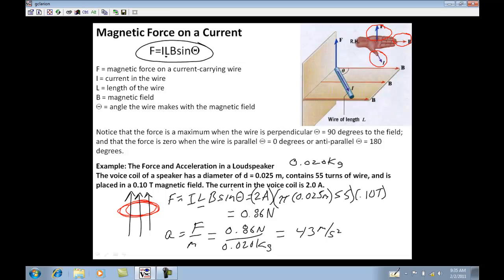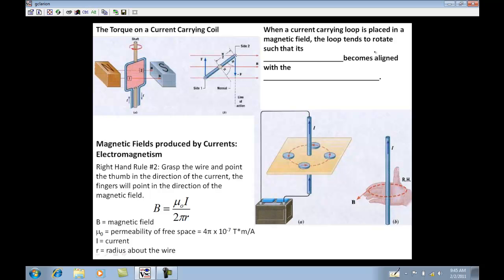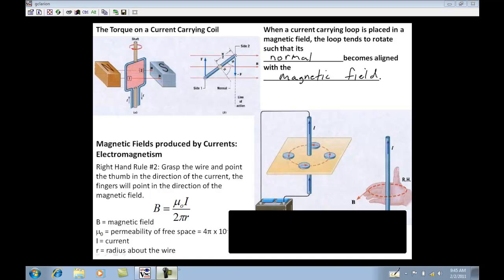Is this what they use to find the field of an electromagnet? When a current-carrying loop is placed in a magnetic field, the loop tends to rotate such that its normal becomes aligned with the magnetic field. And the normal is this.